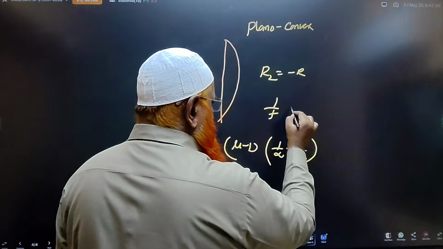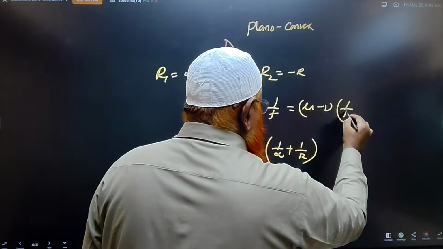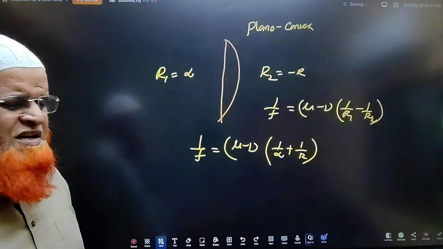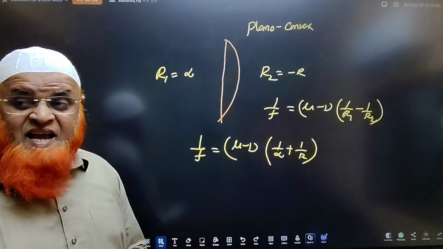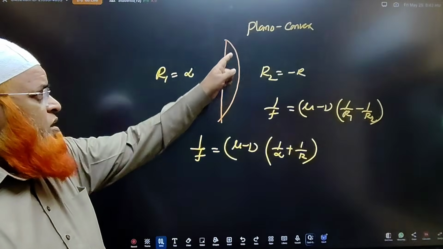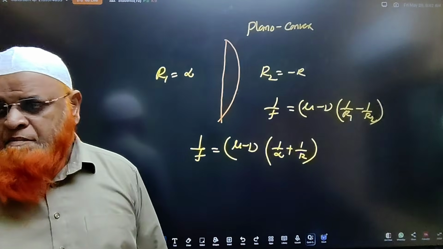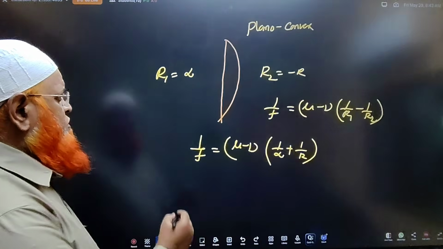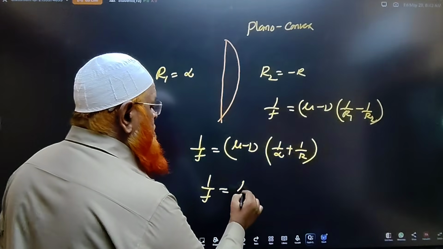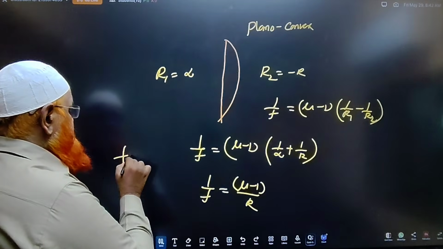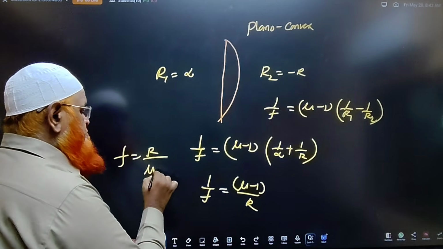Understood? So the formula is 1 by f equals mu minus 1 into (1 by R1 minus 1 by R2). This is the formula which is not going to change here. It's a general formula. Sign conventions we have to take according to the curvature. So this is the curvature which is on the left side, so taken as minus R. Therefore 1 by f is equal to (mu minus 1) by R. Therefore f is equal to R by (mu minus 1).